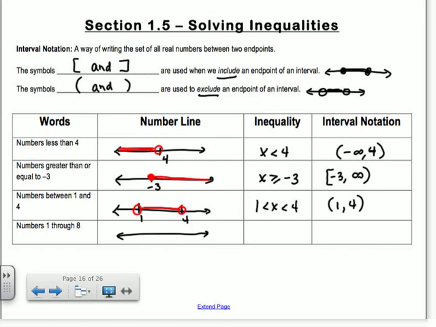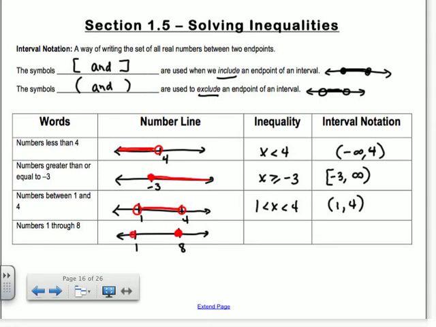Okay, the next one, numbers 1 through 8. Now when I hear 1 through 8, I think I want to include everything through number 8. So I want to include 8. And when I hear 1 through 8, it makes me think, okay, I'm starting at 1 and I'm including everything from 1 all the way through 8. So I'm going to fill in both of those.